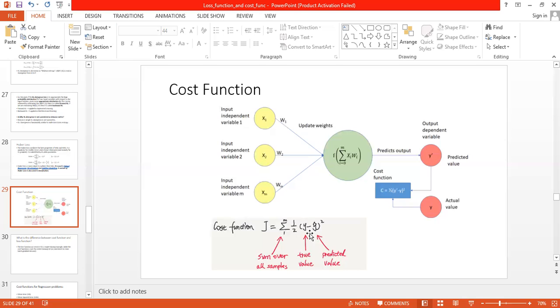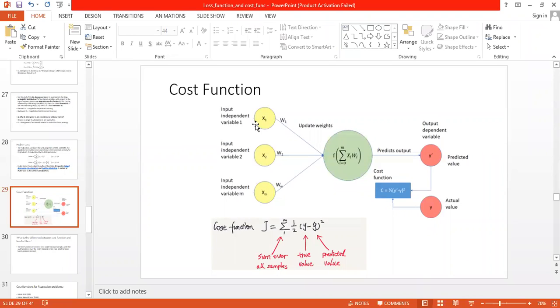It is also called the error function. Here you can see half times (y minus y hat) squared. It can be y hat minus y also. This is the actual value and the predicted value, so this is the difference, squared. If we are considering only this, half (y minus y hat) squared, that will be a loss function. But when we are summing up from 1 to m, where these are our 1 to m training sets, meaning all training sets, it will be a cost function.